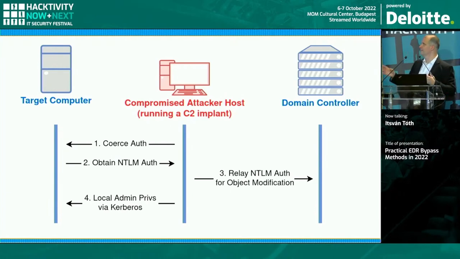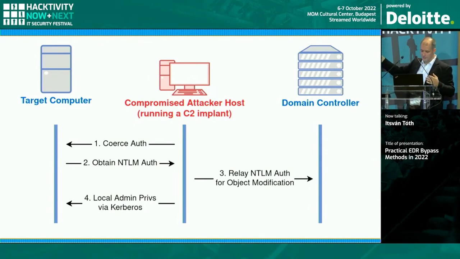So you can coerce authentication with credentials on the target computer. You can obtain the NTLM authentication and target it to the compromised host. And from the compromised host, you can relay it to the domain controller. This is an SMB connection from the target to the compromised host, but you can relay this to LDAP on the domain controller. And through this, you now have an LDAP session in the context of the target computer, and with that LDAP session, you can modify the target computer's properties, and after modifying this, with techniques called shadow credentials or resource-based constrained delegation, you can have local admin privileges via Kerberos.